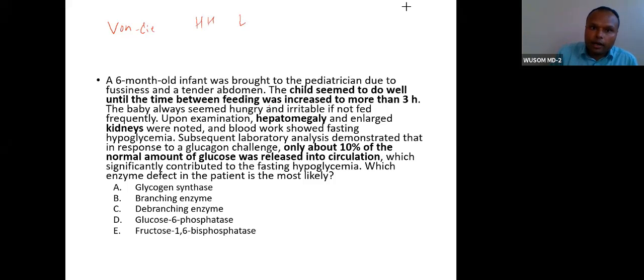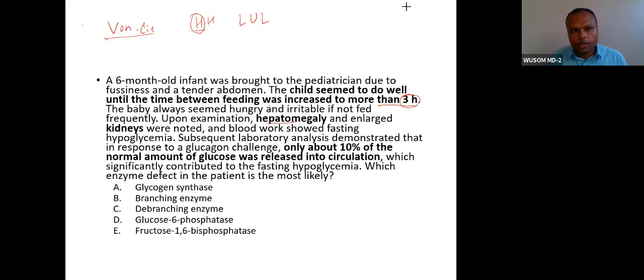Hypoglycemia, very severe hypoglycemia. You can see here, this is a moderate type of hypoglycemia. So this patient with von Gierke disease cannot tolerate fasting. You can see the child seems to do well until the time between feeding was increased. So up to 3 hours, this child does well.